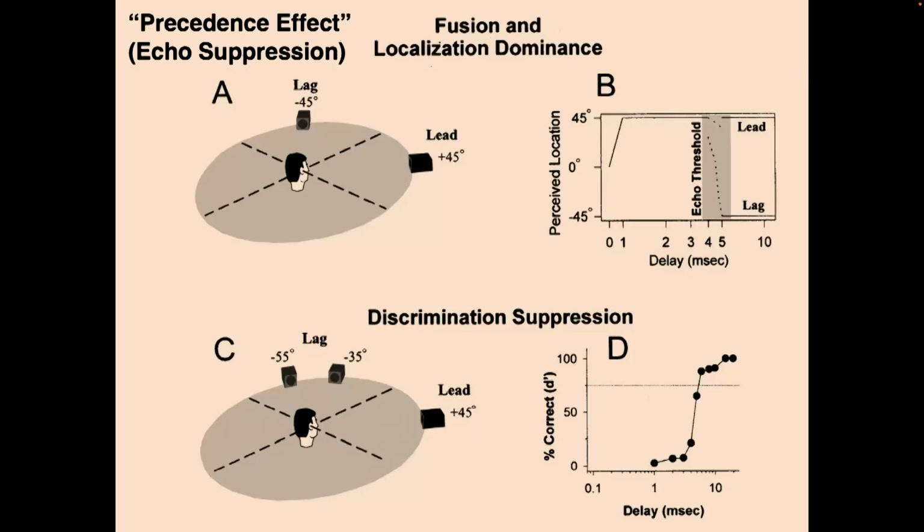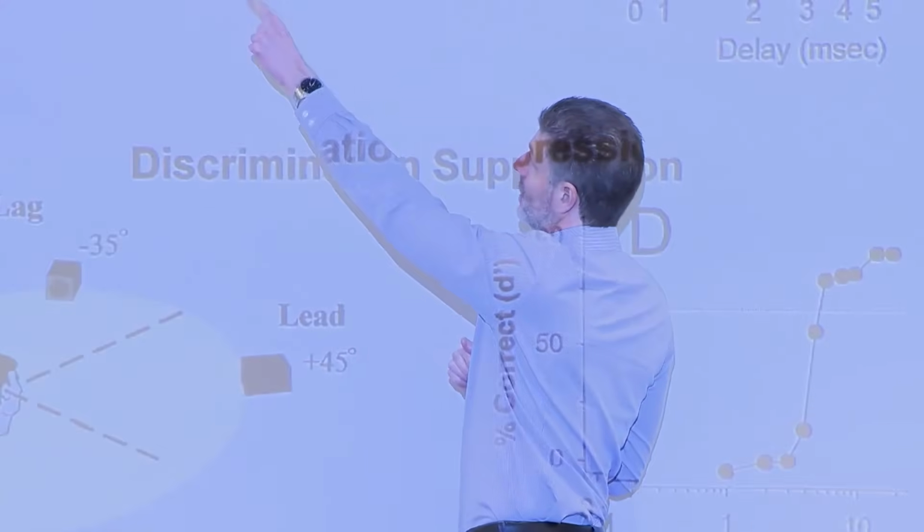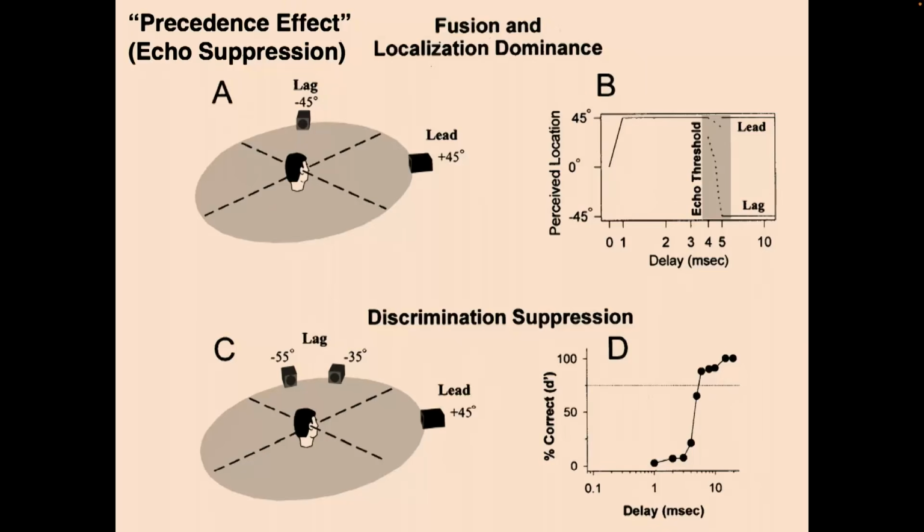One to the left and one to the right. That's minus 45 and plus 45. And the speakers emit clicks. But critically, there can be a time difference between the clicks. One of them is designated as the lagging speaker and one is the leading speaker. That means it comes first. And there are 2 phenomena that happen in this setting.